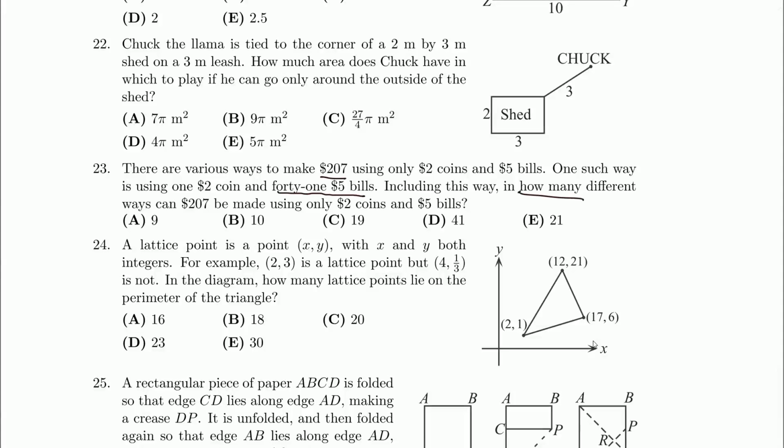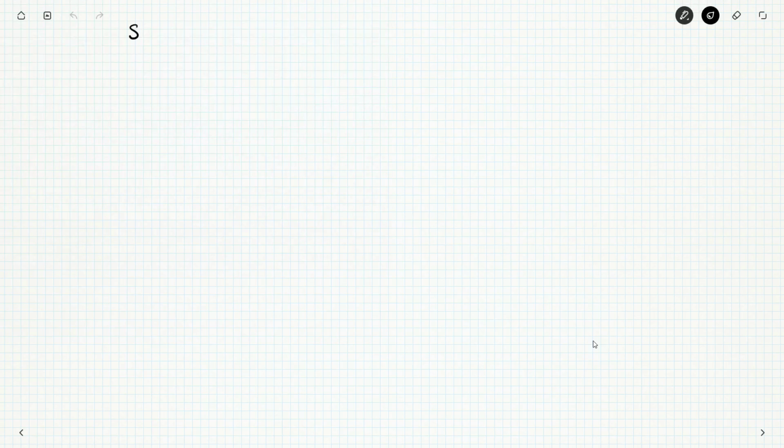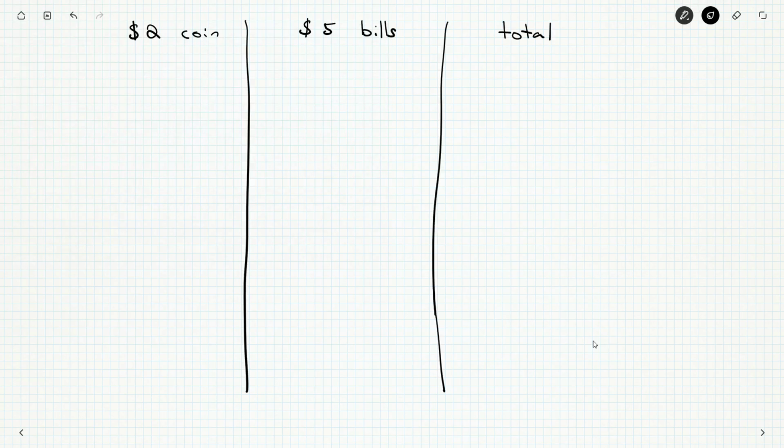Okay, with a question like this, I like making a little chart, and that's what I think we should do. So we've already been told one way to do it. I'm going to count the number of $2 coins, the number of $5 bills, and I'm also going to count their total, and the total should be $207. They said one $2 coin and 41 $5 bills. If we had a calculator handy, we could easily check: 41 times 5 is $205, plus one $2 coin is $207. Great.